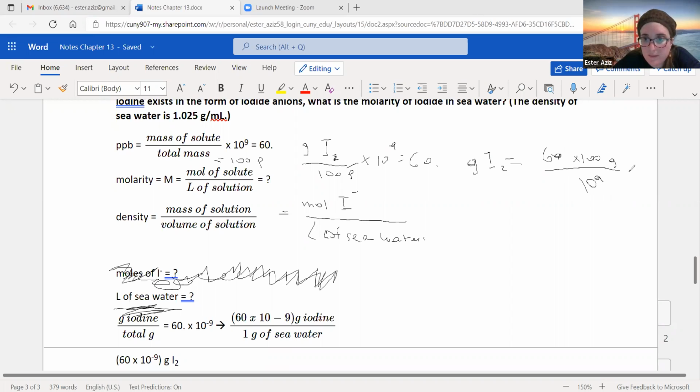So let's do it without the calculator. We have 60 times 100 would be 6,000. 6,000 divided by 10 to the 9 is equal to 6,000 times 10 to the negative 9. And that is equal to 6.0 times 10 to the negative 6. Okay, so that tells us how many grams of iodine we have.